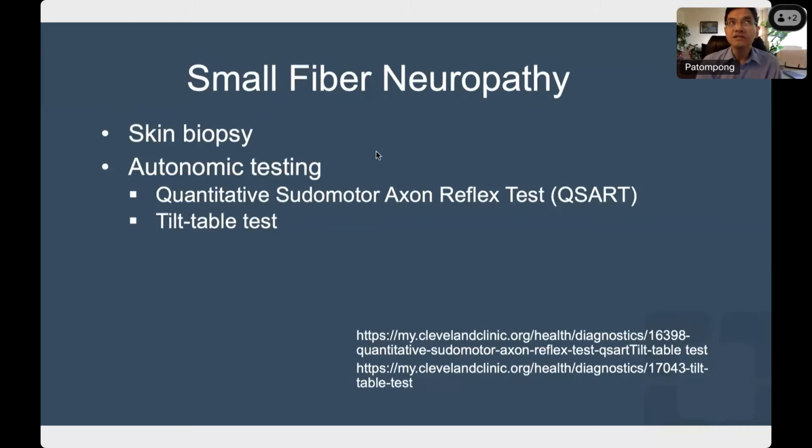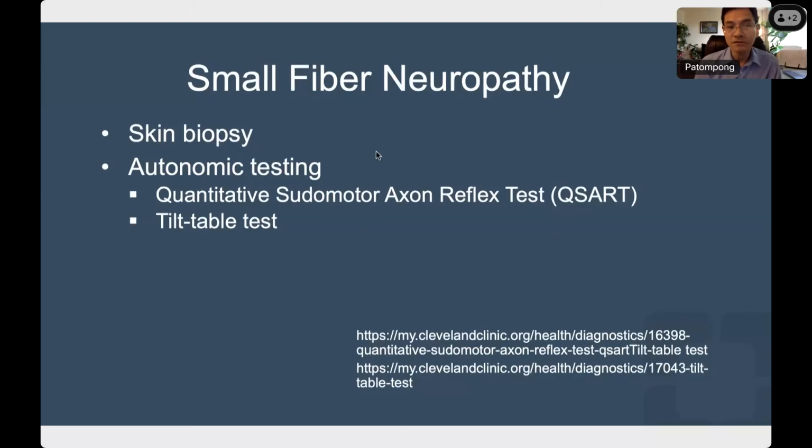It is somewhat difficult to diagnose small fiber neuropathy, and it requires a more sophisticated test that cannot be done everywhere. We usually rely on skin biopsy to diagnose someone with small fiber neuropathy. We would expect to see a loss of nerve fiber density underneath the skin. We can look at that under microscopy.